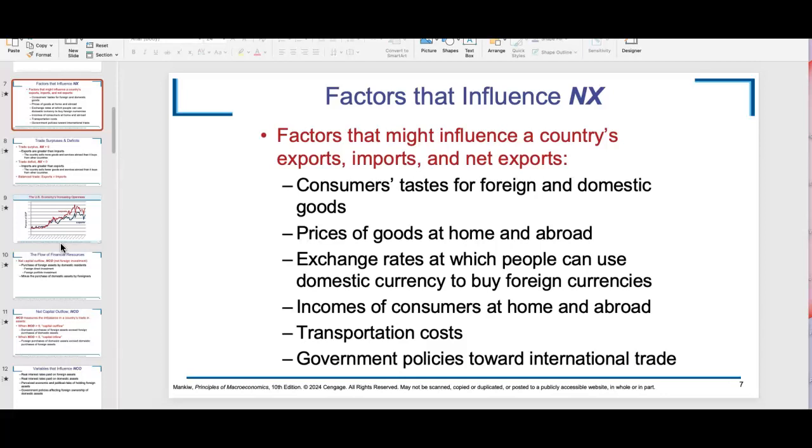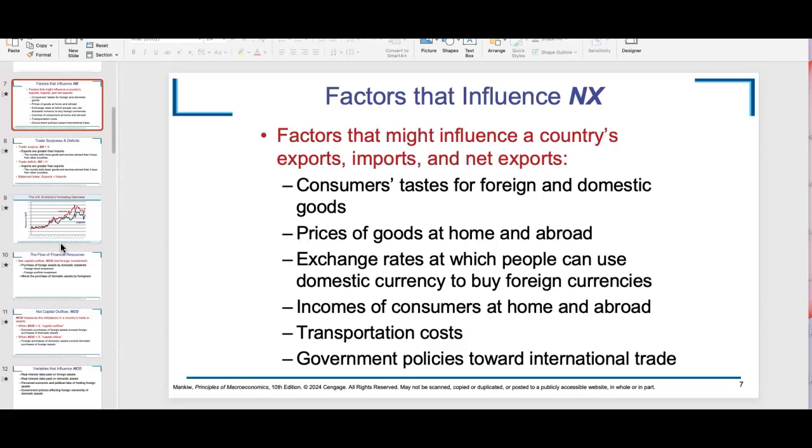Exchange rates. The exchange rates affect the price that we pay for goods and services. The value of our currency, the US currency, compared to the value of currencies abroad is going to affect the price that the consumer pays. So exchange rates are going to affect imports and exports, and so do the incomes of consumers at home and abroad. If there's a rise in income in the US, we can spend more money. We might buy more imported goods. If incomes of other countries goes up or down.